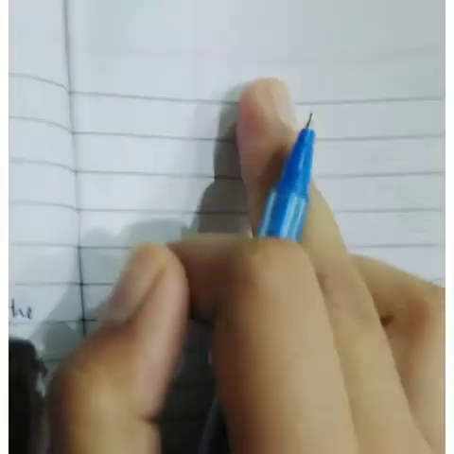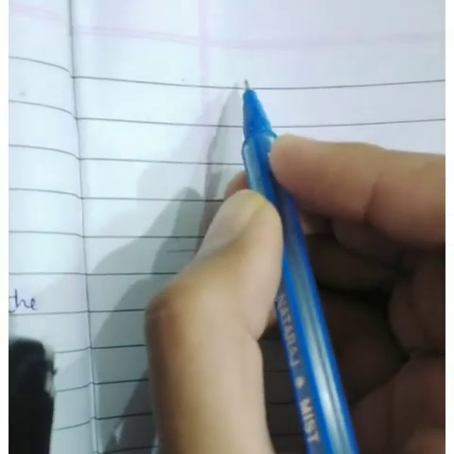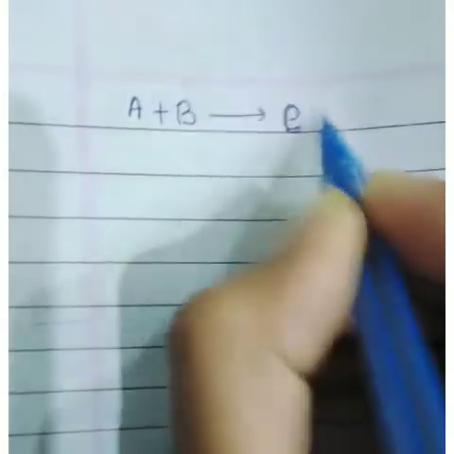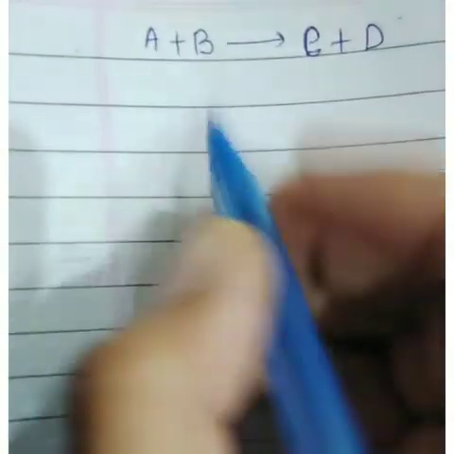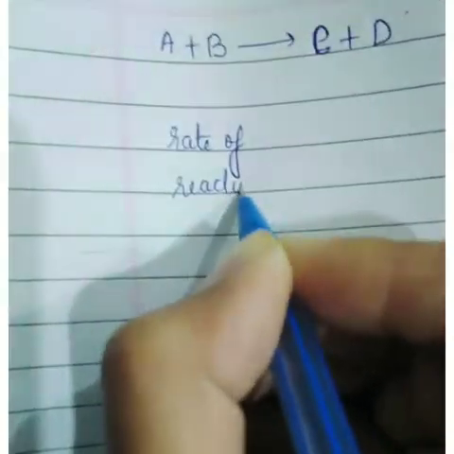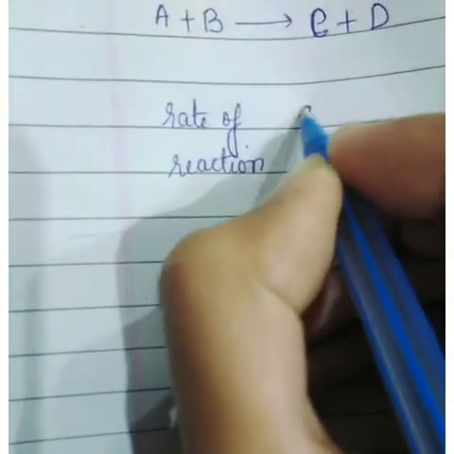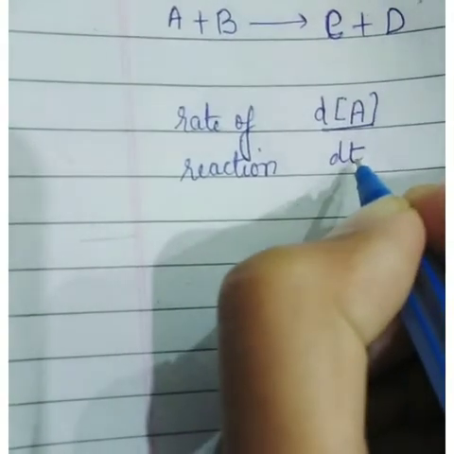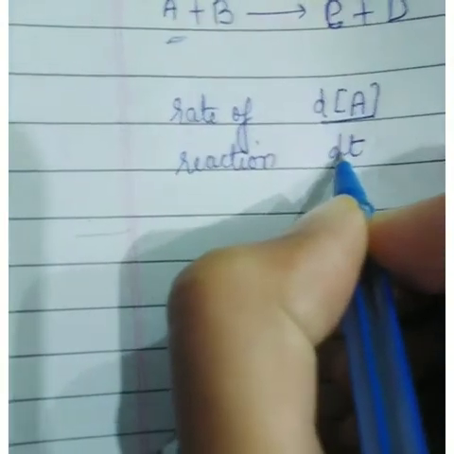So let's come to another page. Now we are seeing how we denote the rate of a reaction. We know this is a reaction A plus B gives products, suppose C plus D. So the rate of reaction is denoted as the differentiation of the concentration of A with respect to time, because we are considering the rate with respect to time, that is, the concentration of A is changing with respect to time.